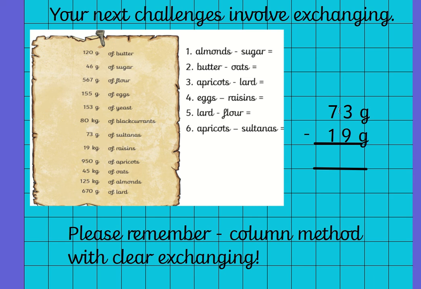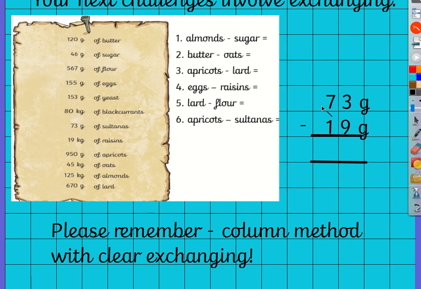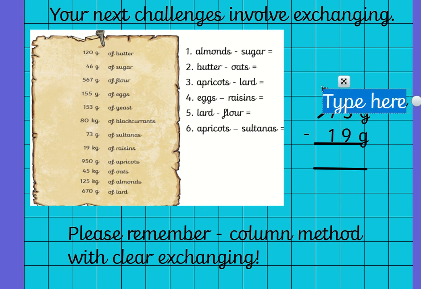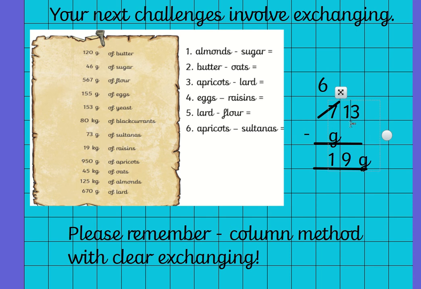So 73 take away 19. I can't take 9 away from 3, can I? So what I need to do is draw a line through the 7 and put a 6 here, because remember I am borrowing, I am exchanging one lot of the 10. I then need to put my 10 amount here to show that that has now magically become 13. I can now take 9 away from 13 and my answer is 4.